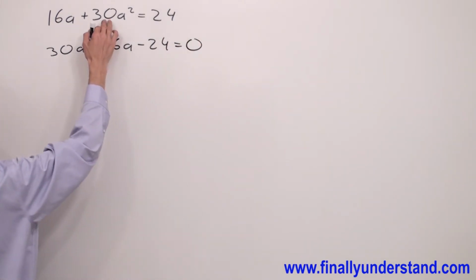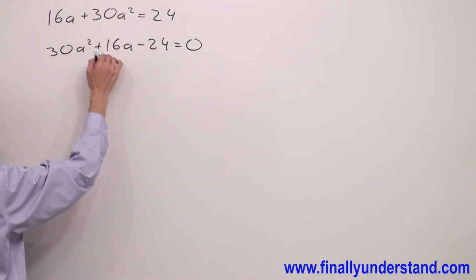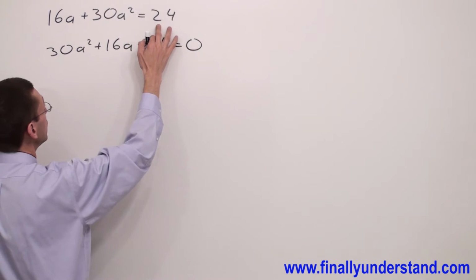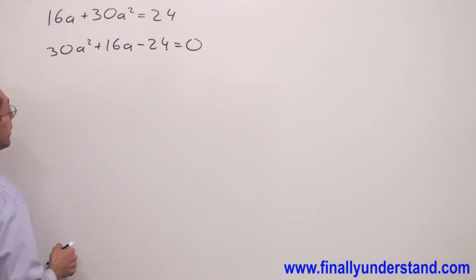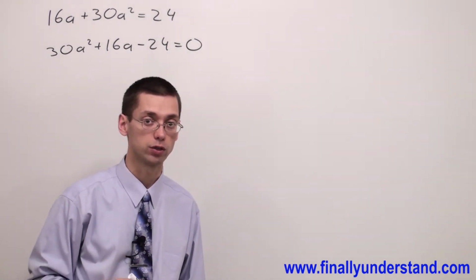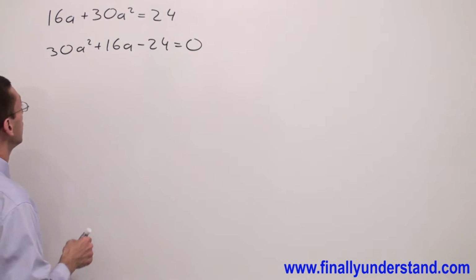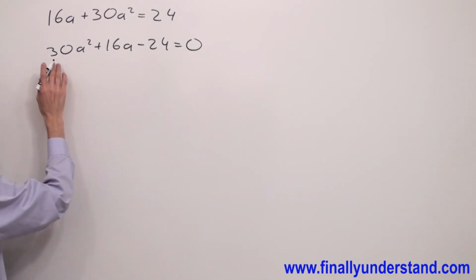Okay, I just moved the position of 30a squared to the first, 16a to the second, and I moved 24 from the right side to the left side, and I got 0 on the right side. Please notice that every single term in this equation is divisible by 2. That's why I'm going to divide every single term by 2.